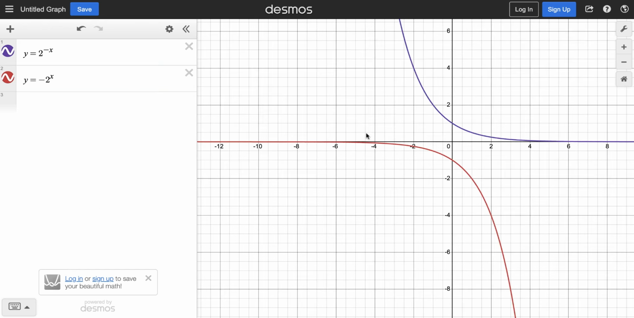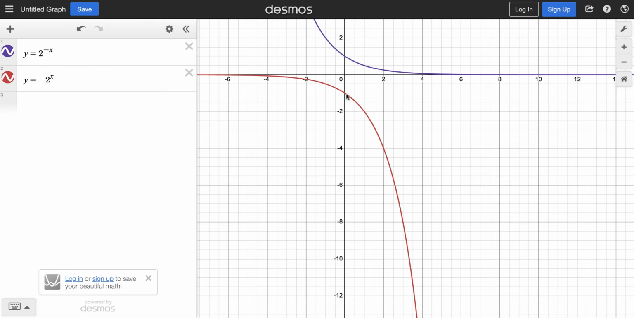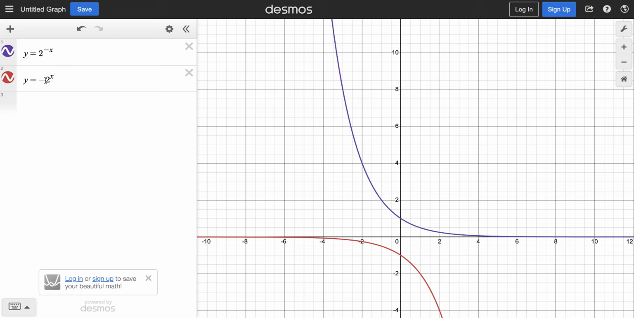And basically the reason why it does this is because for any value of x that you put in, you're just multiplying 2 to the x by negative 1. So all the y values are going to be negative now. And so this is going to flip it around the x-axis.